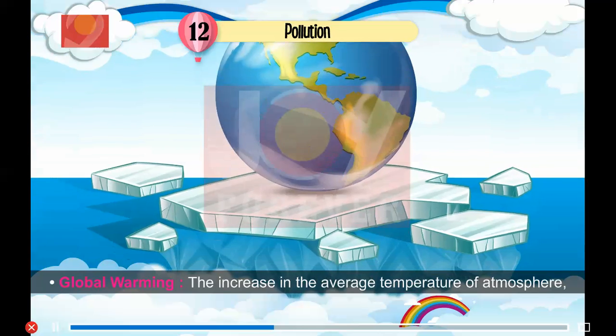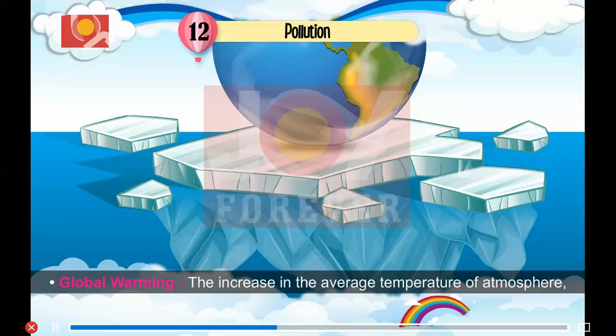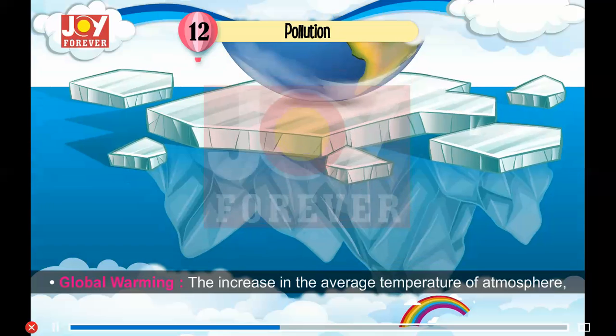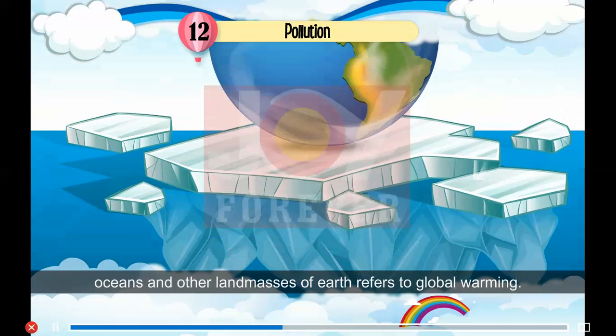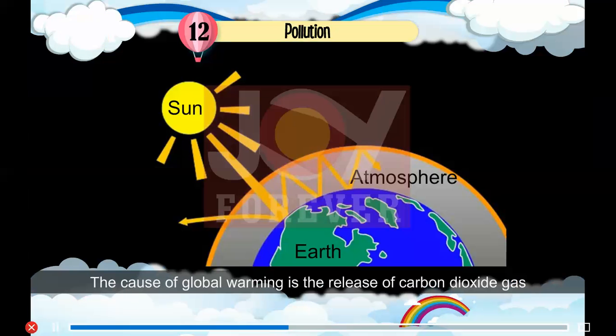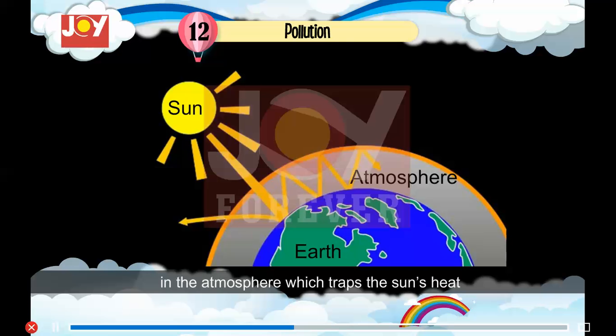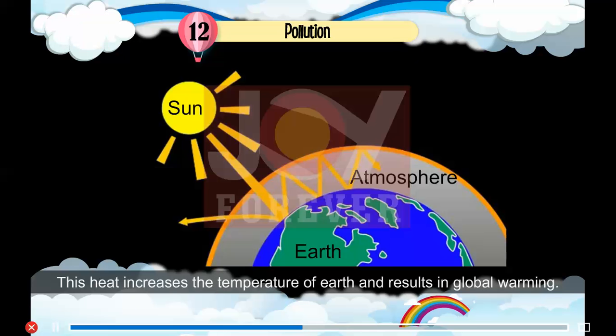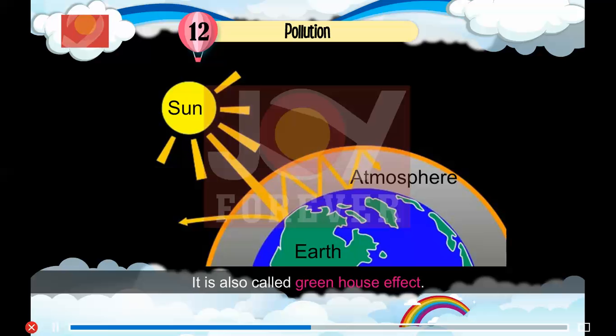2. Global warming. The increase in the average temperature of atmosphere, oceans and other land masses of Earth refers to global warming. The cause of global warming is the release of carbon dioxide gas in the atmosphere, which traps the sun's heat and does not allow it to escape. This heat increases the temperature of Earth and results in global warming. It is also called greenhouse effect.